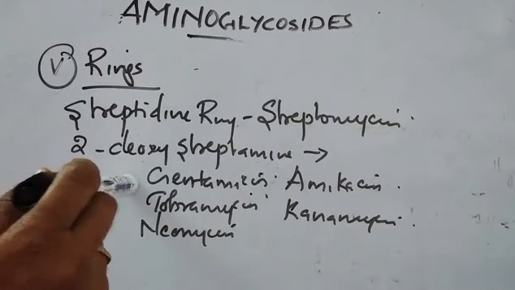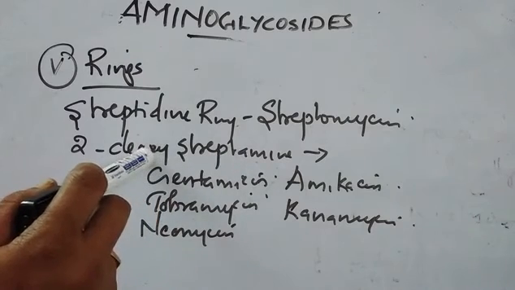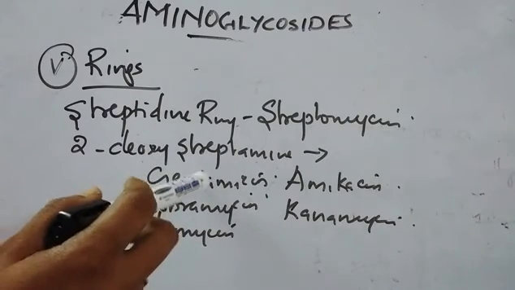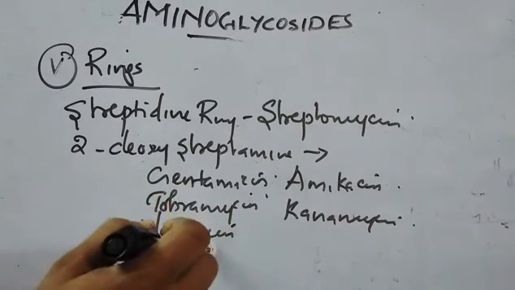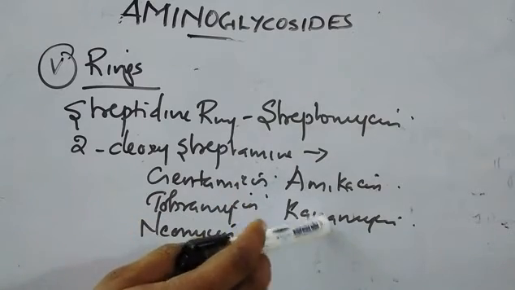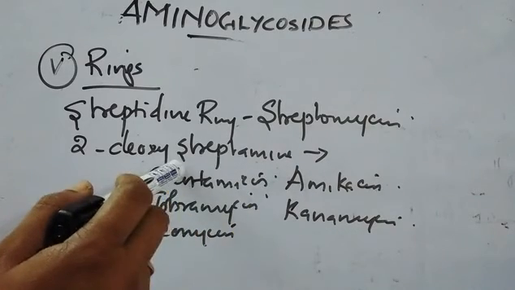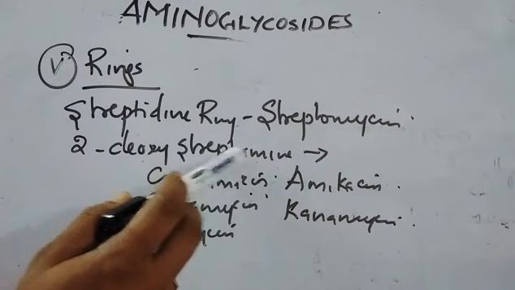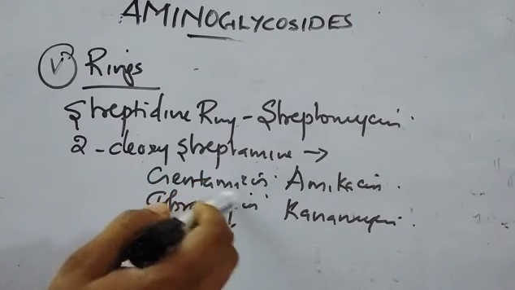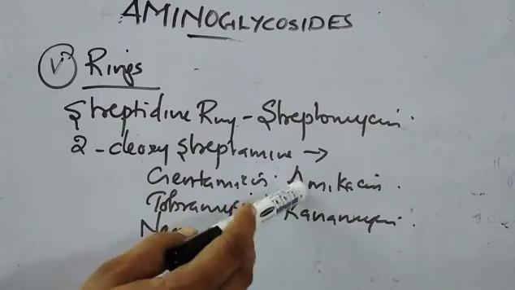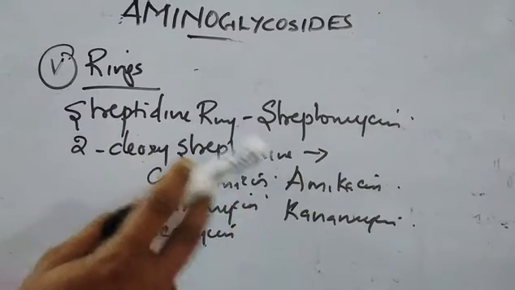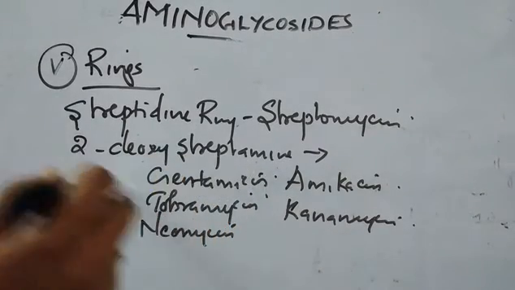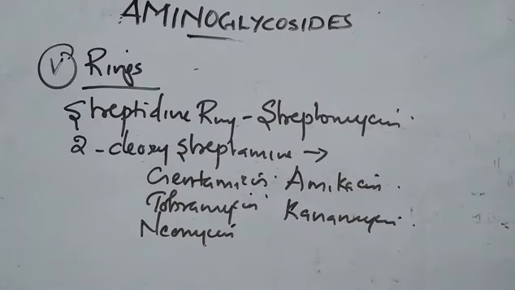And the 2-deoxystreptamine structure is the skeleton. The examples are gentamicin, tobramycin, neomycin, amikacin and kanamycin. These are the drugs which have 2-deoxystreptamine in the structure. For streptidine, we have streptomycin. So these are the general classifications of aminoglycoside antibiotics.